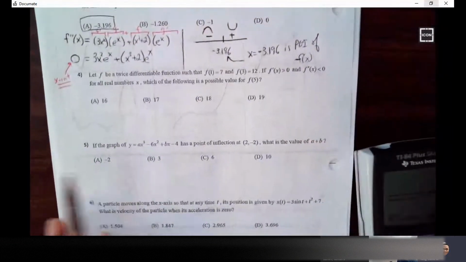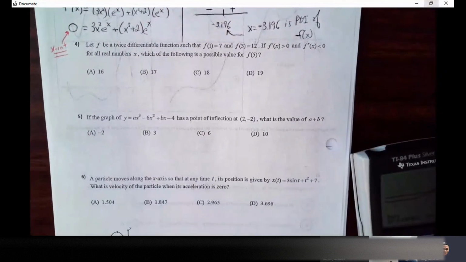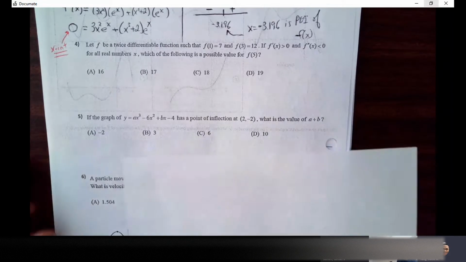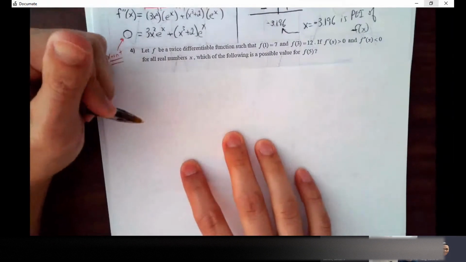Okay, number 4. Our function is twice differentiable, so that means that the slope exists, concavity exists, it's a smooth curve all the way through, and we have our function order pair, f of 1 equals 7, f of 3 equals 12. Maybe it's helpful if I can just sketch this graph out, just to have some visual reference for what's happening here.